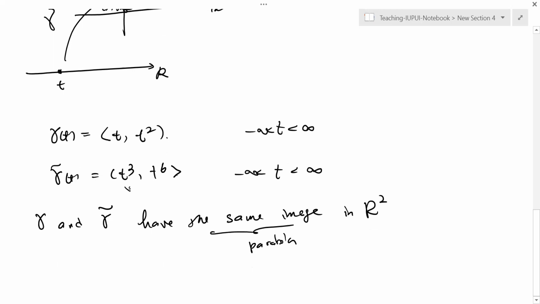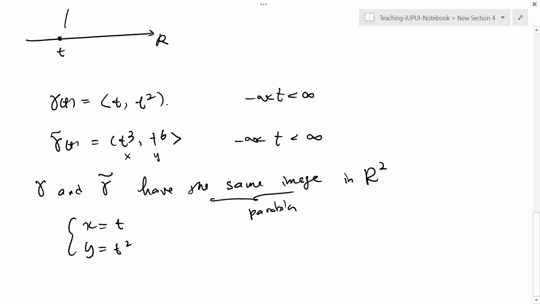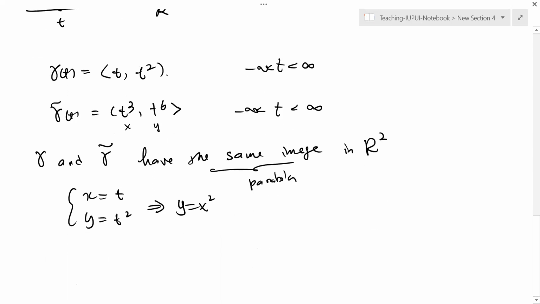Yeah, the relationship: if this is x, this is y, right? You can write it like that, x equals t and y equals t squared. So y is going to be x squared, right? The t is equal to x. So that's why this implies y equals x squared. So at least you can see that the image is going to be the parabola, okay?